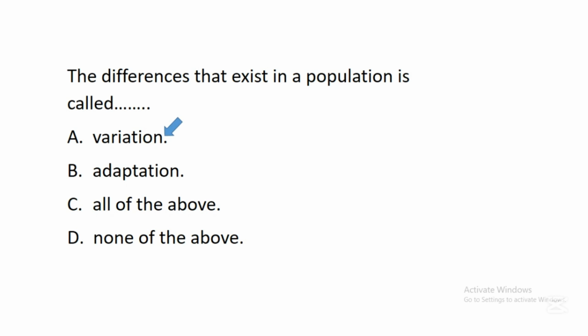A population is the total number of organisms of the same species living in a given environment. So despite the similarities among organisms of the same population, we still have differences that exist in these organisms. So these differences observed in a population is best described as variation.